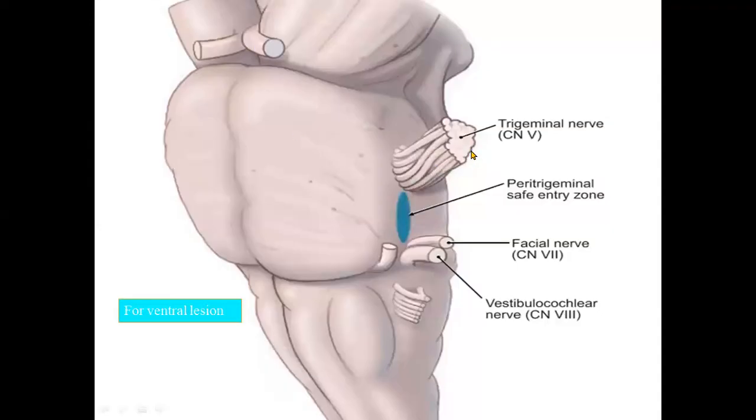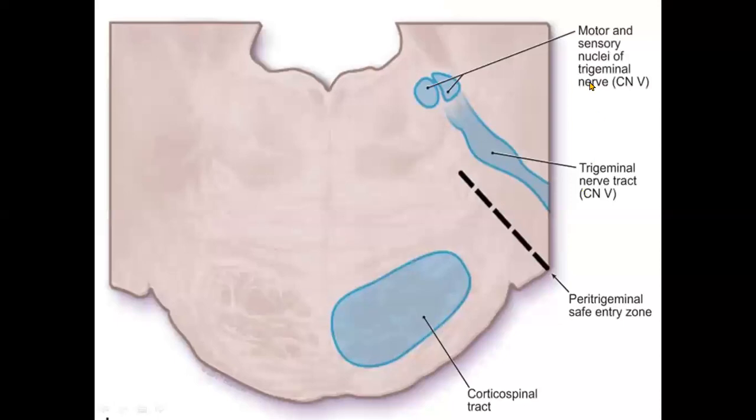Here is another picture. We see the trigeminal nerve here, and here are the facial and vestibulocochlear nerves. Between those nerves is the peritrigeminal safe entry zone for ventral lesions in the pons. Here another axial image shows the trajectory of the peritrigeminal safe entry zone.